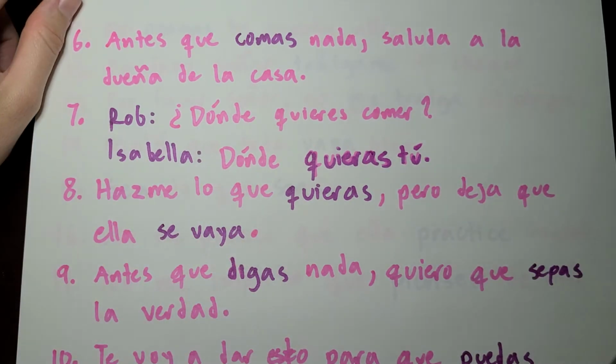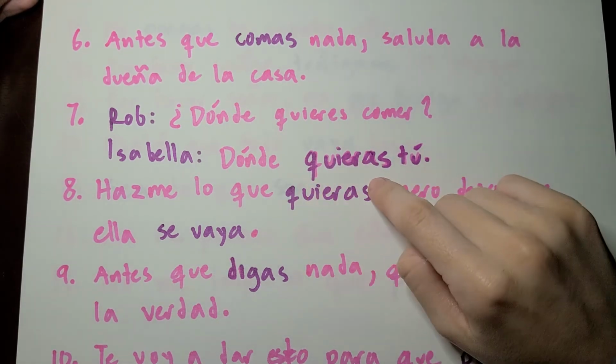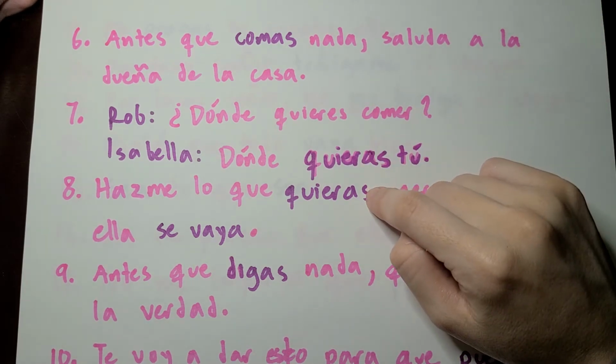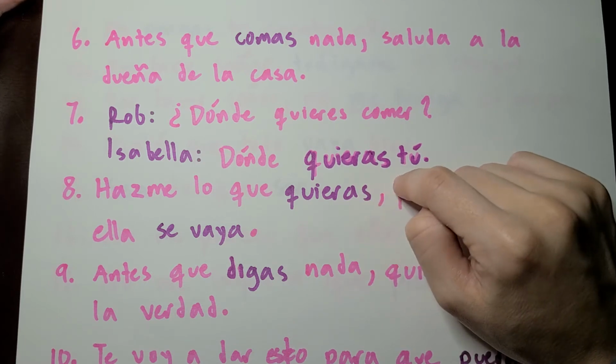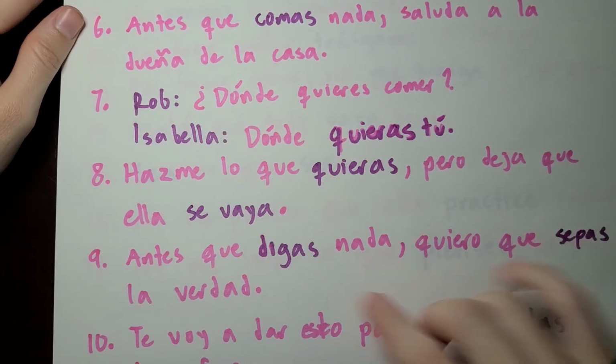And it doesn't have to be where to eat. It can be in any other situation too. Whenever you're saying whatever you want to do, you say lo que quieras tú. I want to do whatever you want to do. Lo que yo quiero hacer, lo que tú quieras hacer. If that makes sense. Okay, so let's move on.